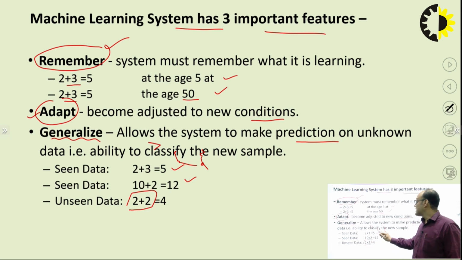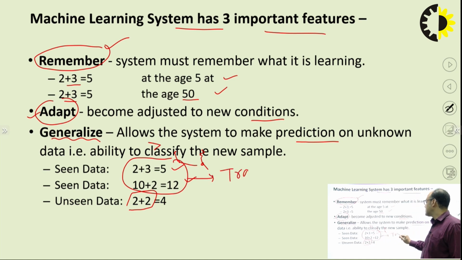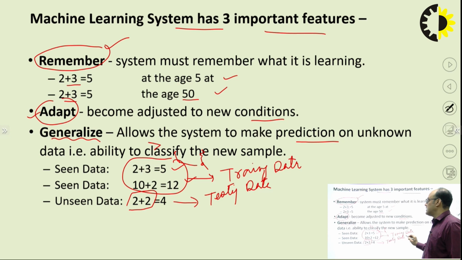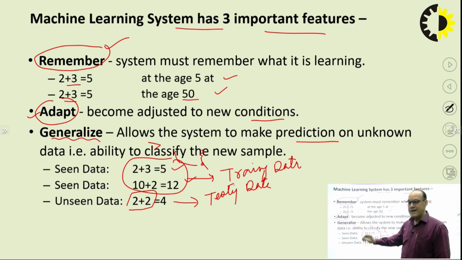Right. So the same thing I was discussing, this is my training data. First of all, in a machine learning algorithm, we will give the training data. On the basis of that training, my machine will predict. That is called testing data. Right, students? So these are 3 features that a machine learning system must have: remember, adapt, and generalize.